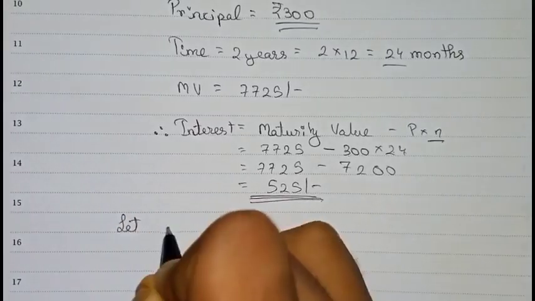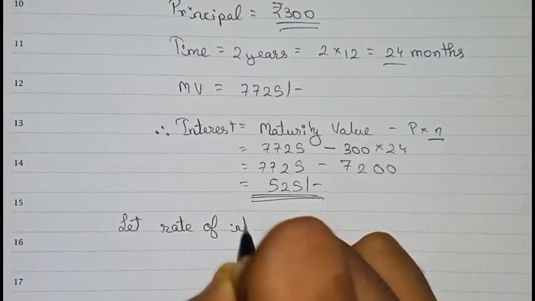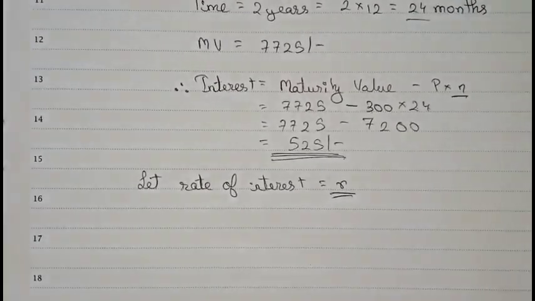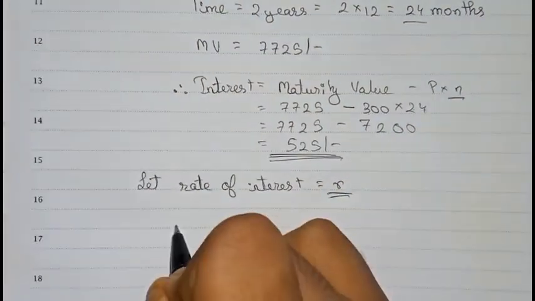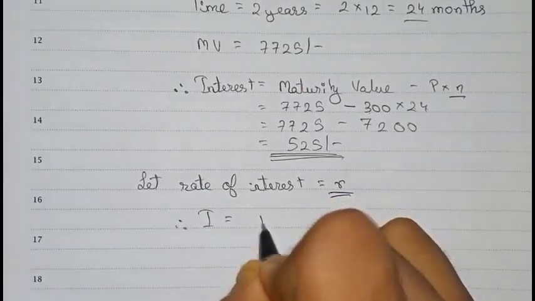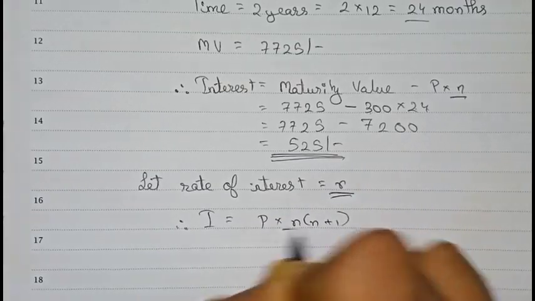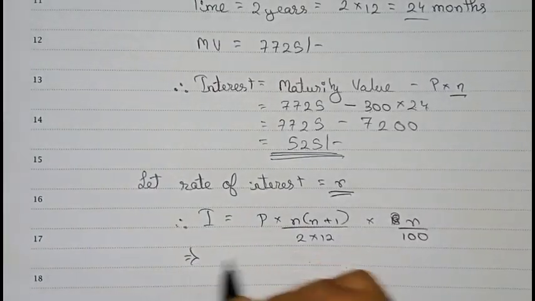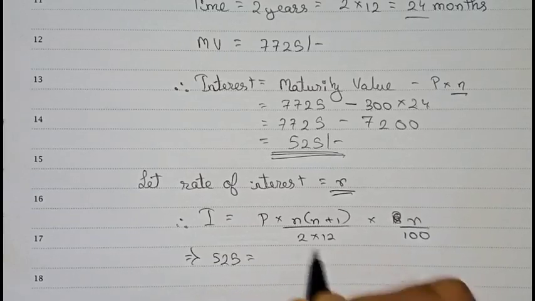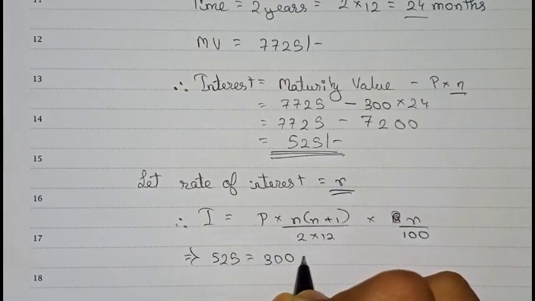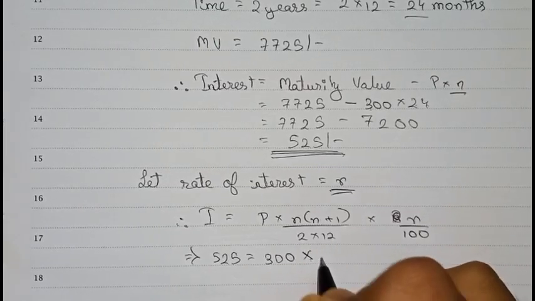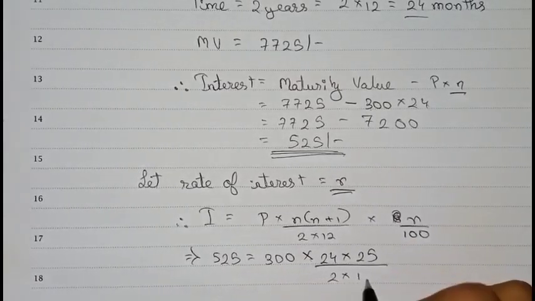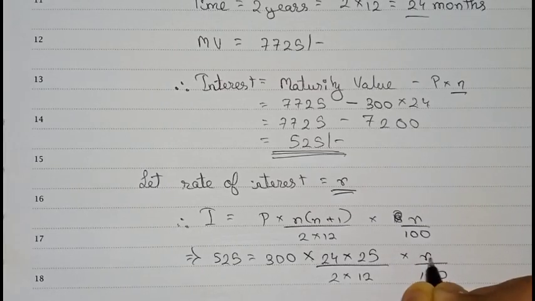So first we write let rate of interest be R. So interest is equal to principal into n plus 1 by 2 into 12 into R by 100. So interest 525 is equal to principal 300 multiplied by n, 24, multiplied by n plus 1, 25, by 2 into 12 into R by 100. We need to find the value of this R.